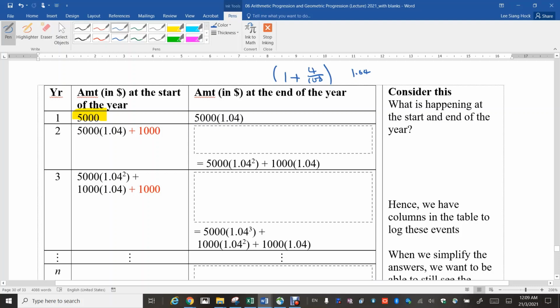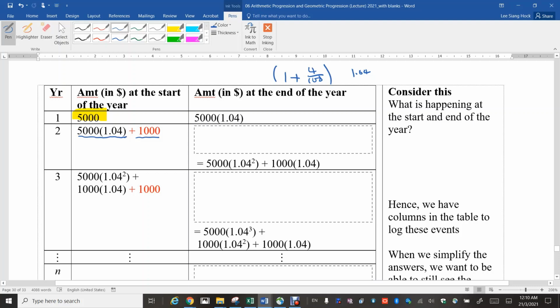So at the end of the year, when you go and check the bank account, go and update the bank book, the balance is 5,000 times 1.04. Don't have to work out the values because we are not interested in knowing the value for now. So keep it in the raw form. Next, beginning of the year. This is carried forward from last year, right? And at the beginning of the year, he adds another $1,000. Then end of the year, what happened?